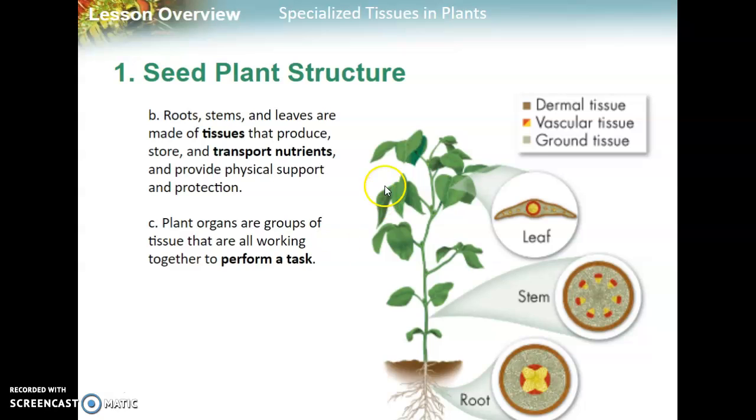And you can see in this picture that there are three different types of tissue that these organs are made of, which are dermal tissue, vascular tissue, and ground tissue, which are identified in each of these pictures. And as you can see, all three types of tissue are present in all three organs.